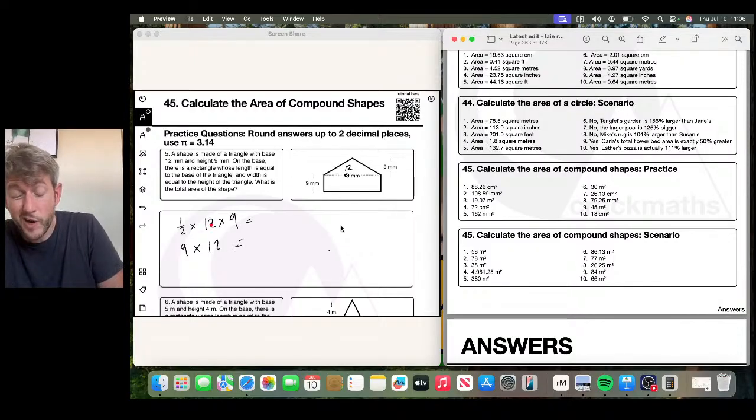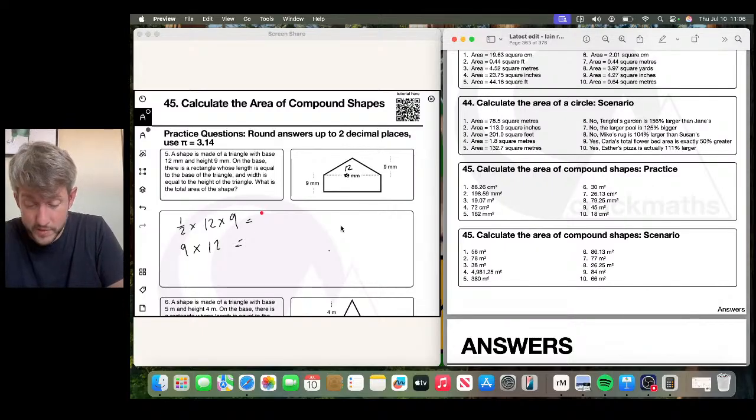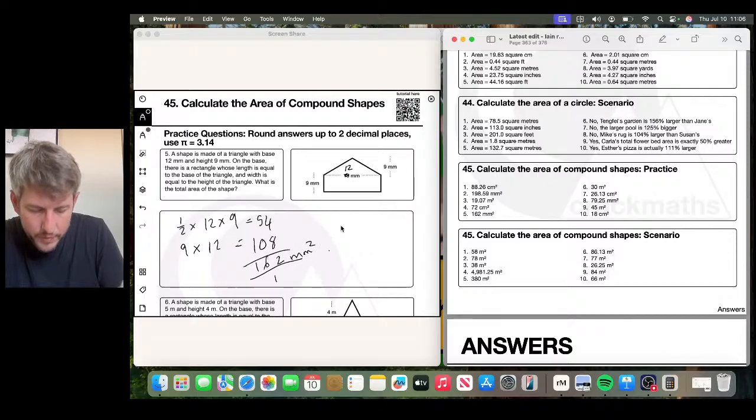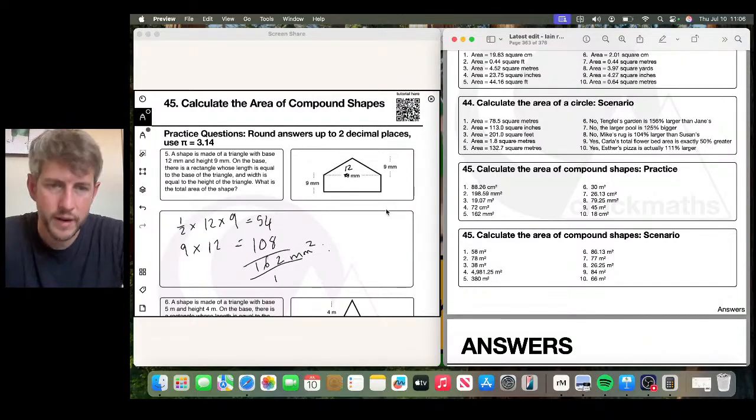So a half times 12 is 6. 6 times 9 is 54. 9 times 12 is 108. Yeah, 54 add 108 is 162. Yeah, there we go. So I just need to go edit this diagram in the questions.